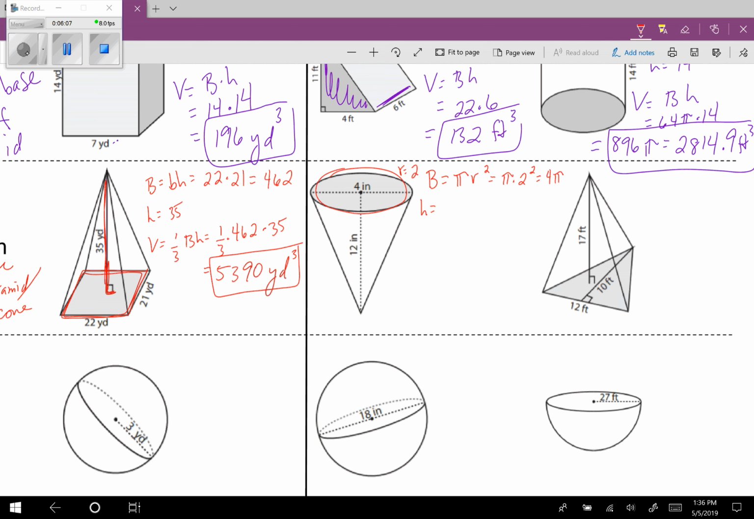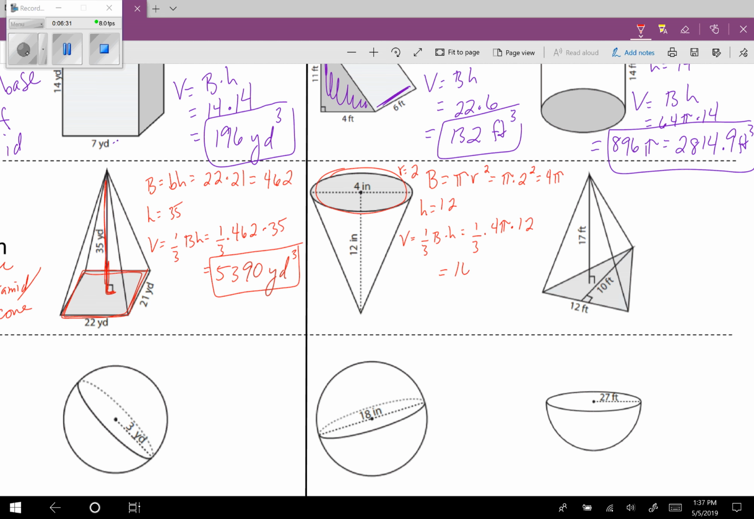Now the height of our cone is 12. So volume is 1/3 area of the base times the height. So 1/3 times 4 pi times 12. When you're plugging this in the calculator, all you have to do is do 12 times 4 times 1/3 to keep it in terms of pi. You just leave the pi part out.